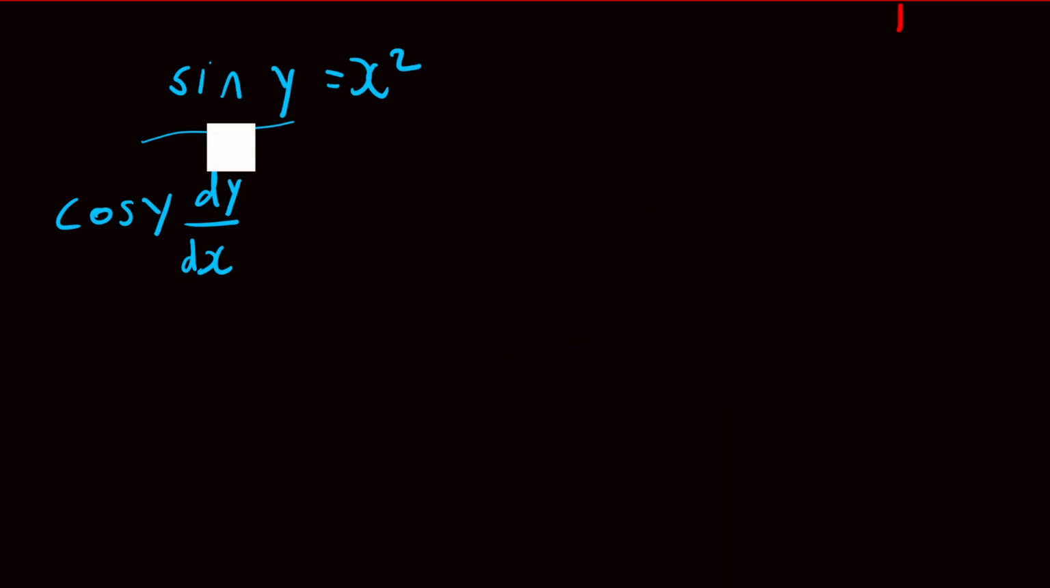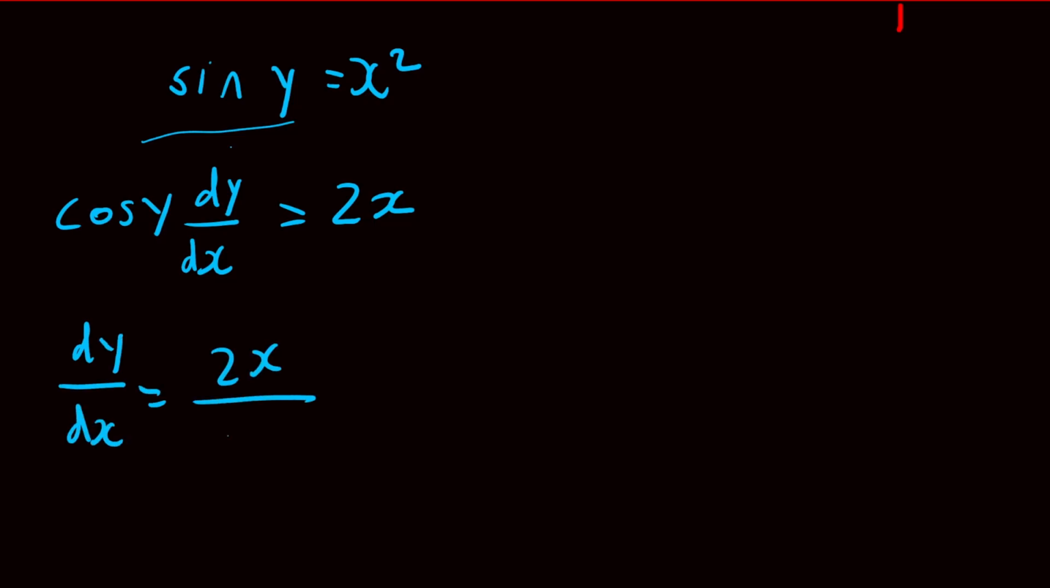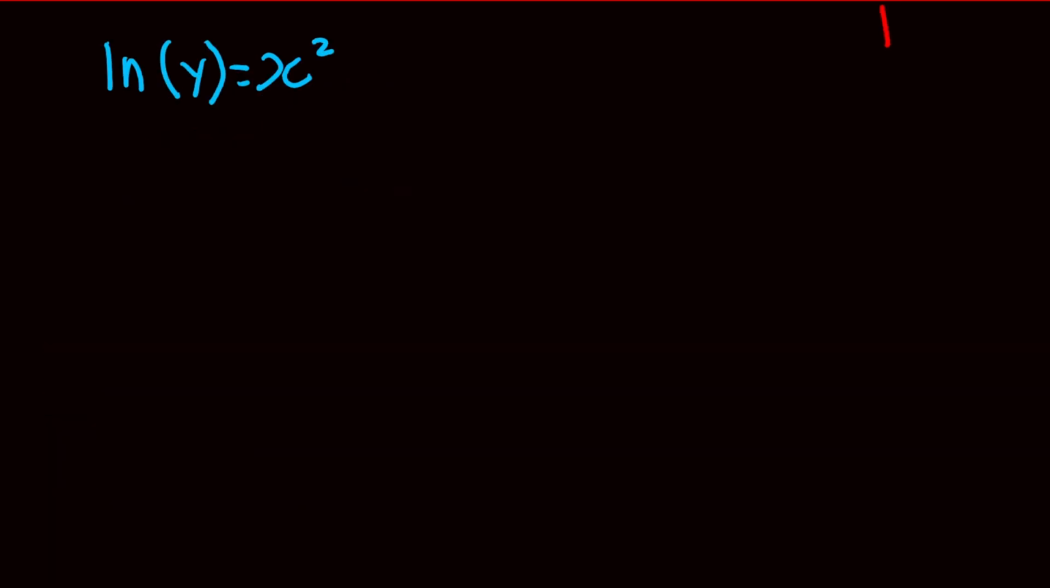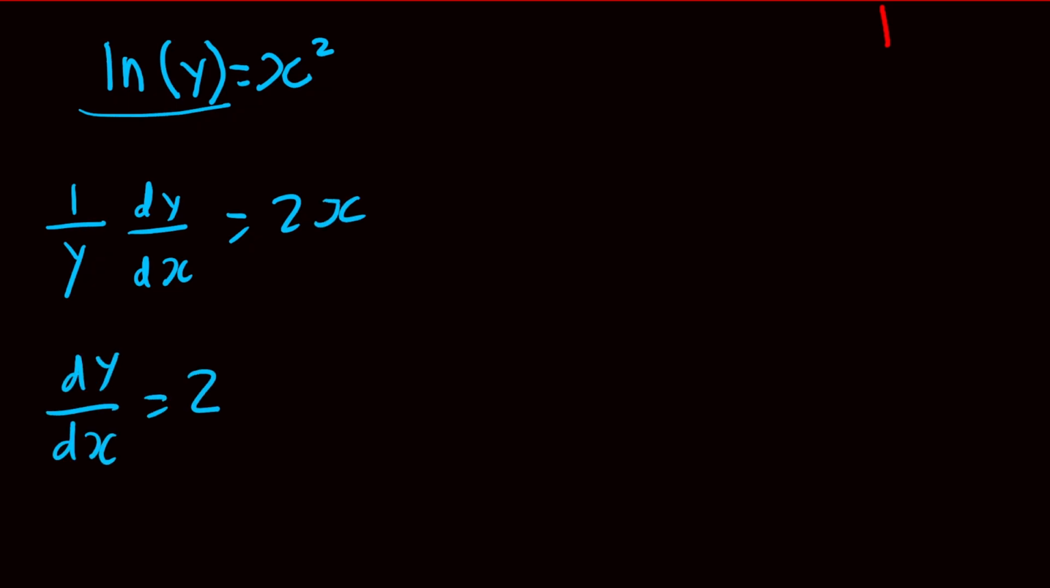And let's keep going. So then we take the derivative of the right side. The derivative of x squared is just 2x. So now we just solve: dy/dx equals 2x over cosine y. And that's our answer. Okay, never mind, this is our last one. Alright, so let's take the derivative of ln y. The derivative of ln is just 1 over y, and then we multiply by dy/dx, as always, equals 2x, so dy/dx equals 2xy. And boom. That's our answer.